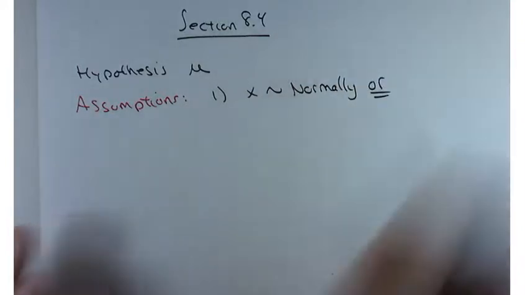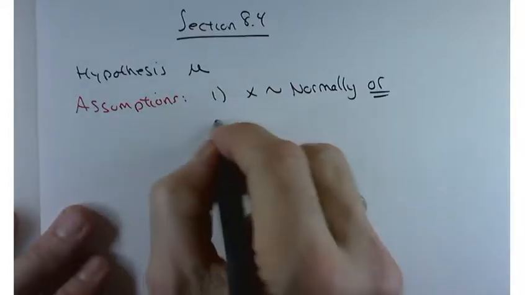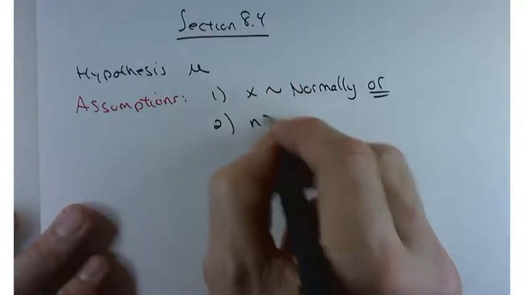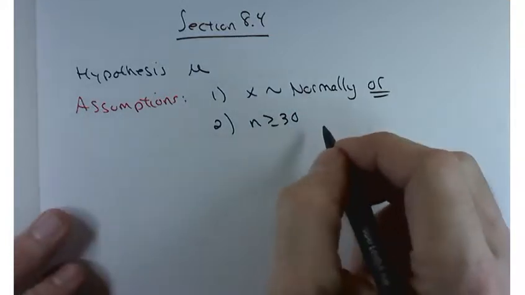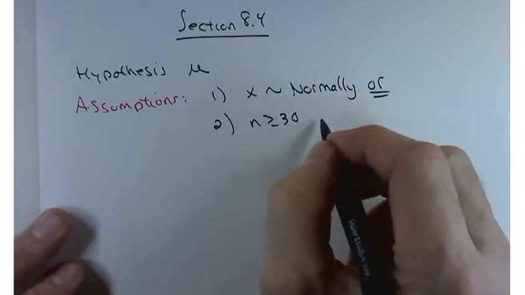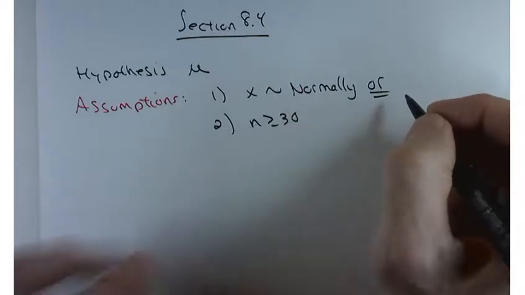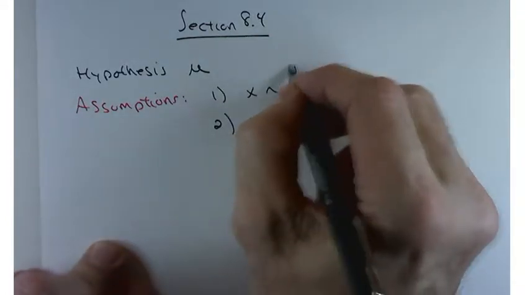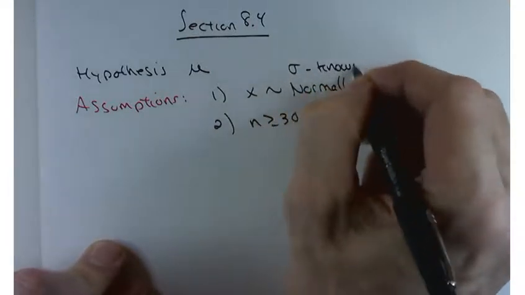or we have a sample size greater than 30, and that we can at least calculate what sigma is, or what S is. Now, if x is distributed normally, then one other thing we need to know is sigma. And that is, sigma, the standard deviation, is known.